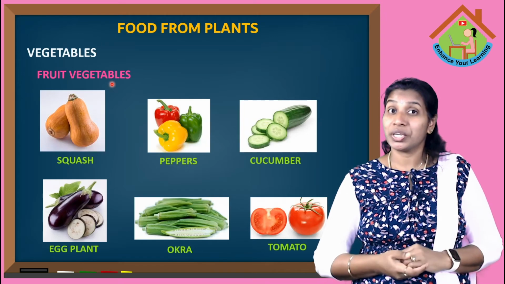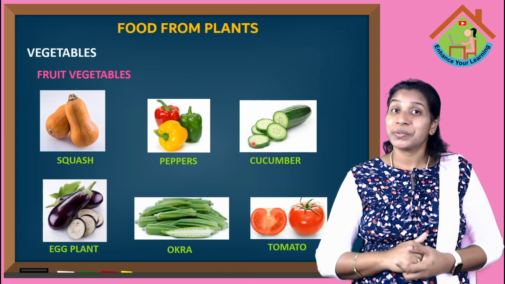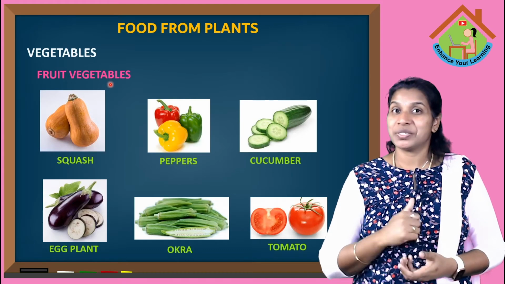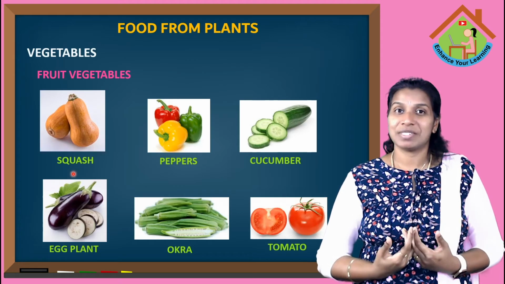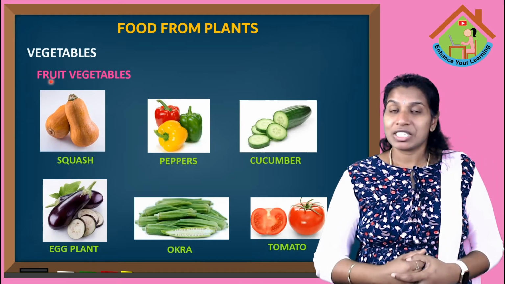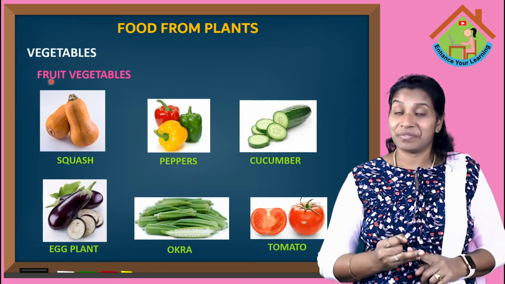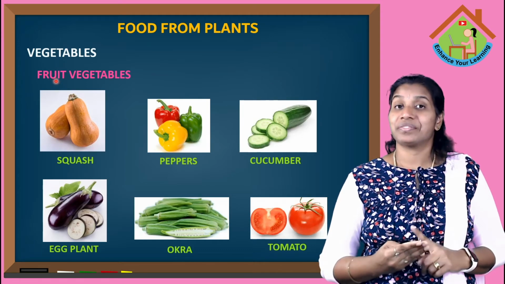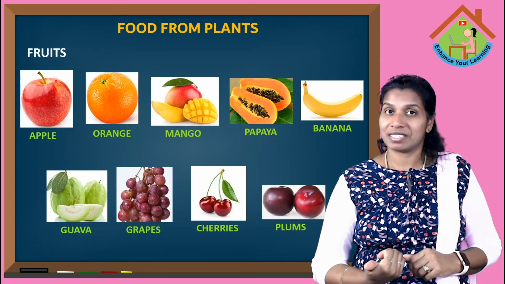Right? How many of you know that these are all fruit vegetables? Till now, you thought that these are all only vegetables. But today you came to know that these are all the fruit vegetables. Right, kids? So what are the different vegetables we learned today? Root vegetables, stem vegetables, leafy vegetables, flower vegetables, and fruit vegetables.